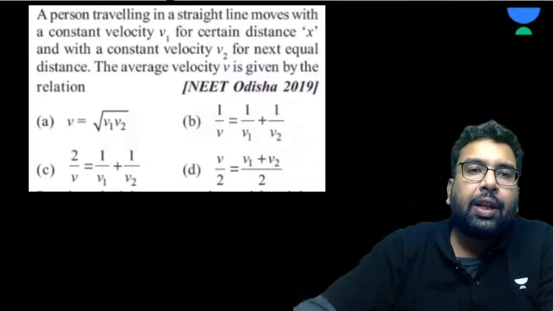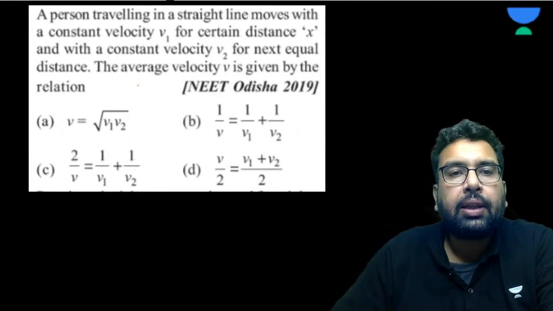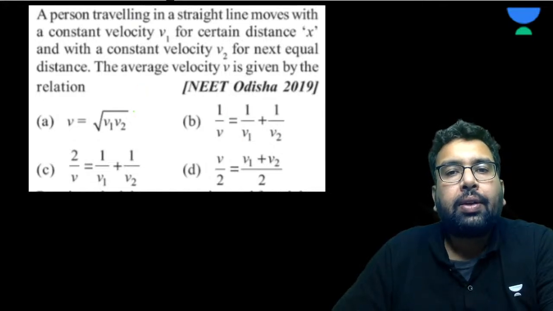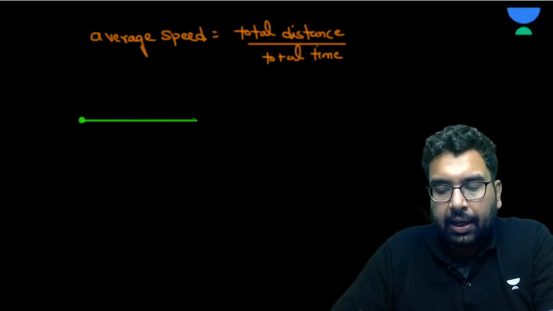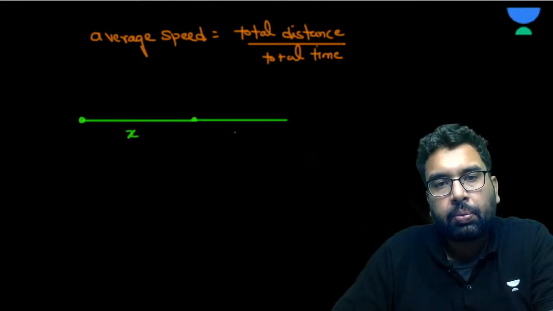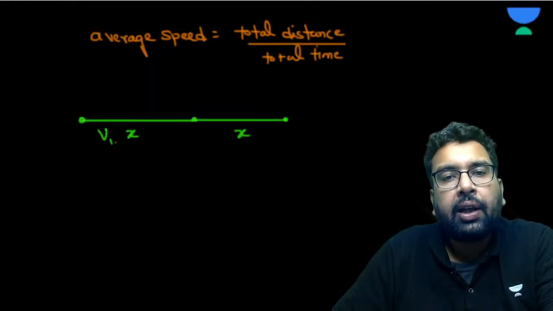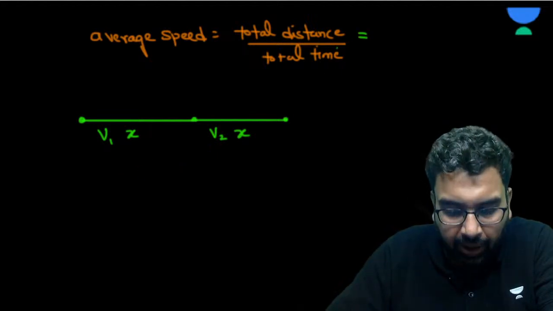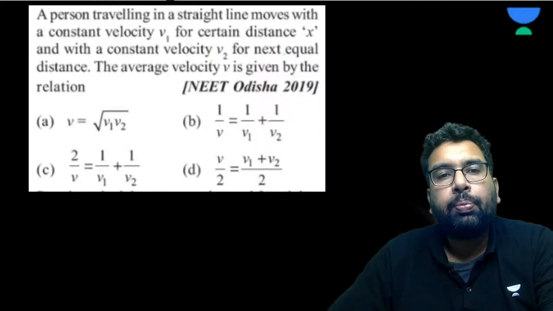Now, see, when they say that a person traveling in a straight line moves with a constant velocity v1 for a certain distance x and with a velocity v2 for the next equal distance, someone has moved x and then x again, and the velocities are different. Here the velocity is v1, here the velocity is v2. So what is the average speed? The total distance he might have covered is 2x, isn't it? Because he first moved by x, then again x. So it will become 2x, and what is the total time?